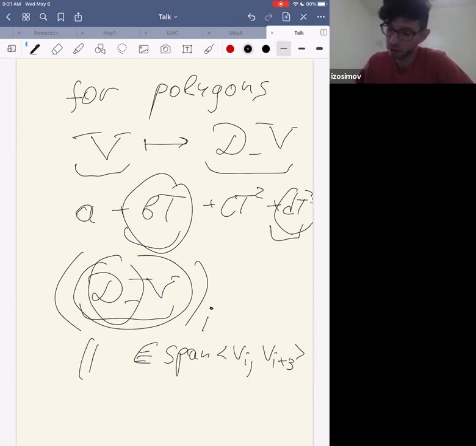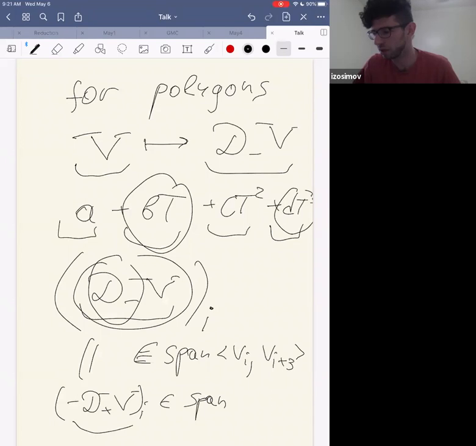On the other hand, we know that D minus v is equal to negative D plus v, and applying the same argument for D plus, because D plus is this term plus this term, D plus v belongs to the span of v_i and v_{i+1}. Oh, sorry, here this should be v_{i+1}, if there was a shift by 1. And D plus v belongs to the span of v_i and v_{i+1}.